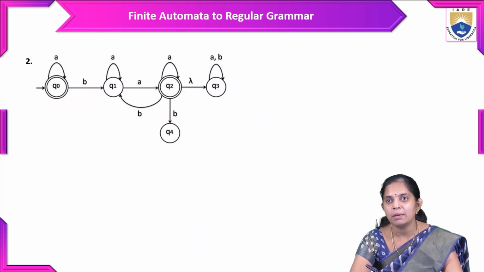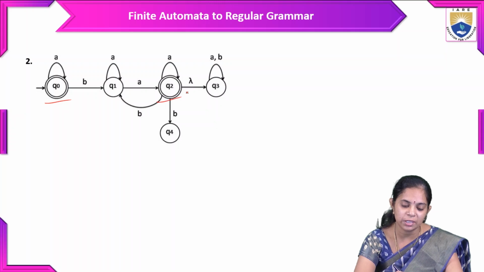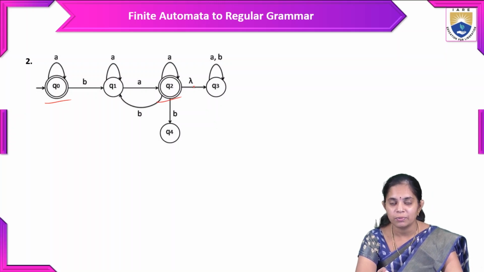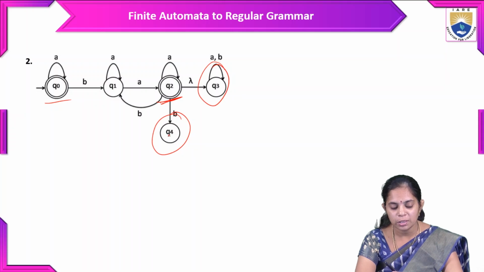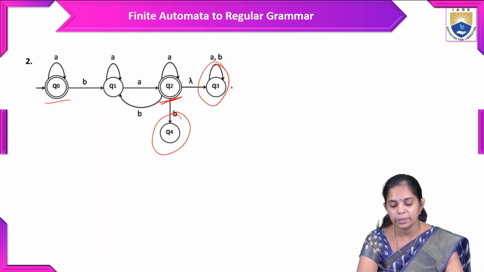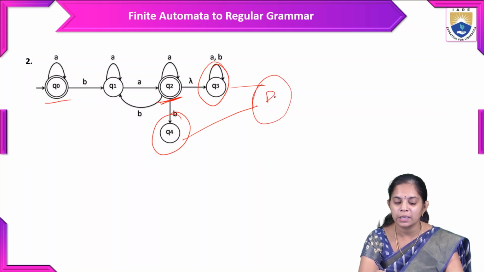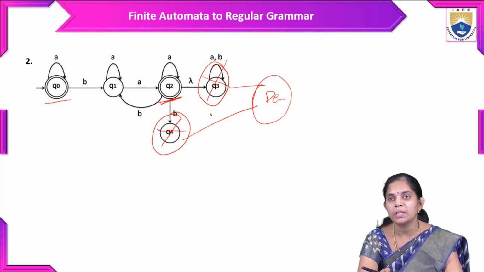So in this example, if you clearly observe, we have two final states, and how many states? 1, 2, 3, 4, 5 states are there. If you observe, after reaching the final state, we have additionally two states. These two states are not leading to another state, so they are dead states. So these two states we need to minimize first.